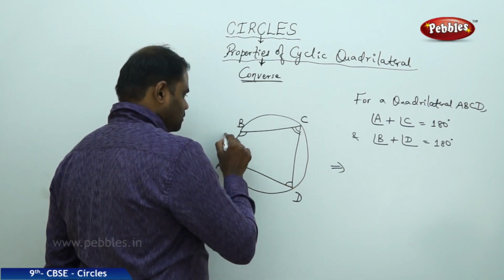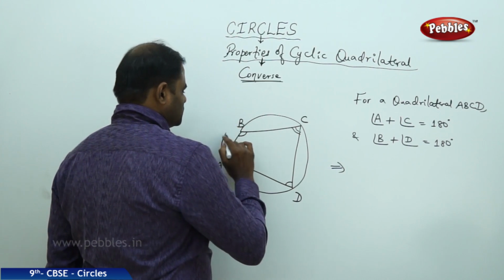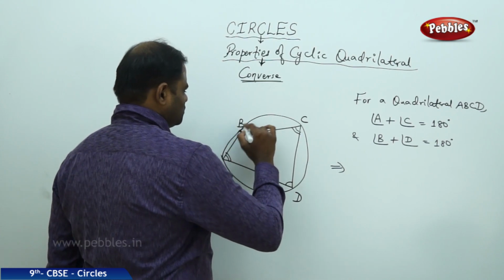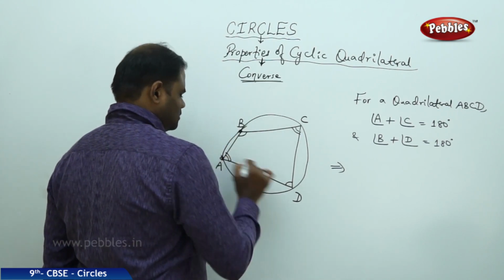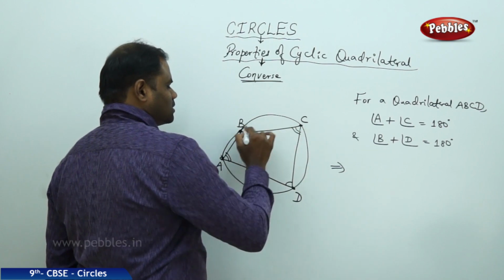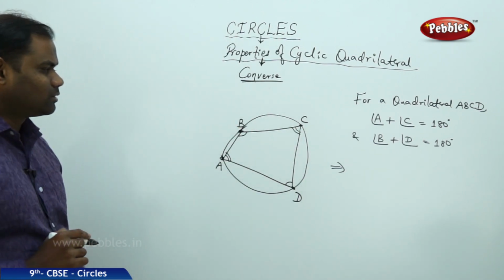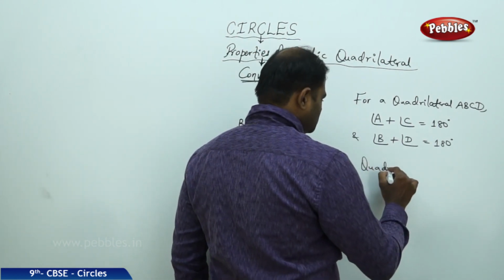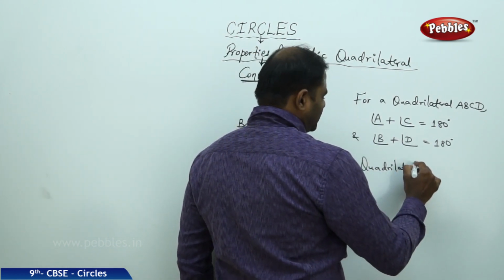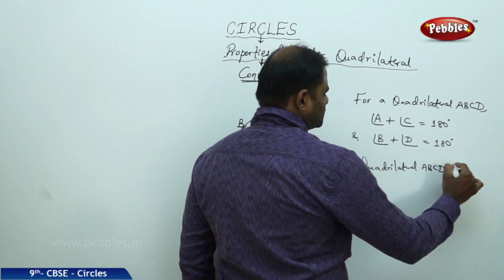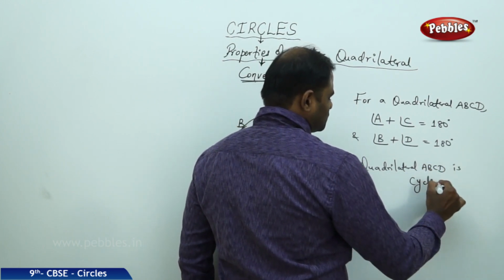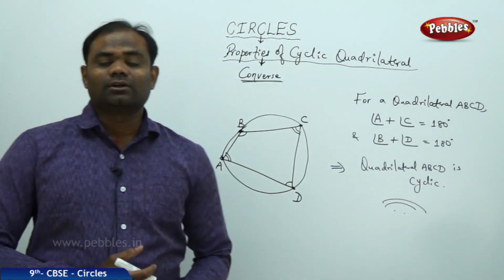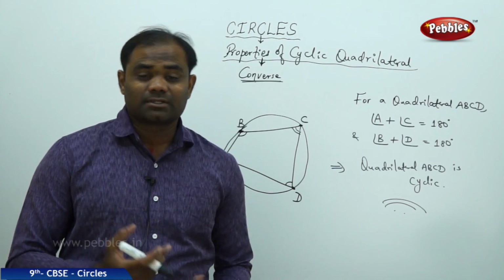All the four vertices must pass through the circle. This is how we understand the cyclic quadrilateral properties. That implies quadrilateral ABCD is cyclic. This is how we understand the converse of the previous property.